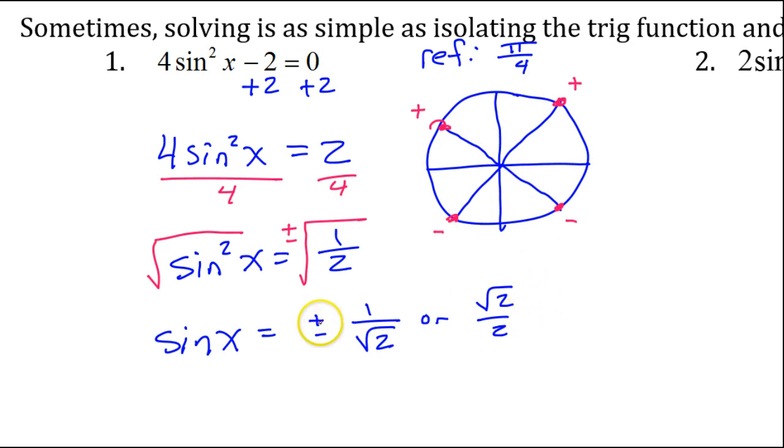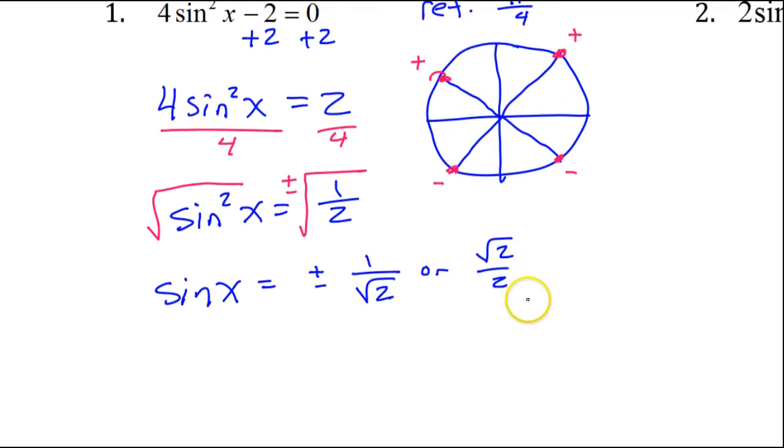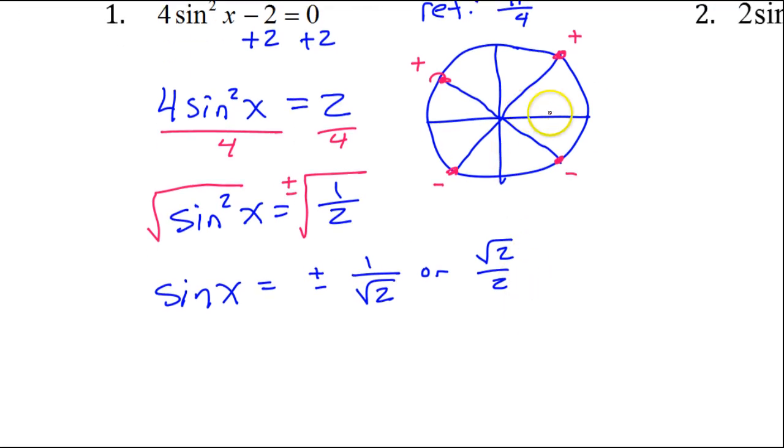If we only had positive, we would just take these 2 angles. If we only wanted negative, we would take these 2. But since we want plus or minus, we're going to take all 4. Okay, so what are these 4 angles? Well, the first one is simply pi over 4. Okay, x equals pi over 4.